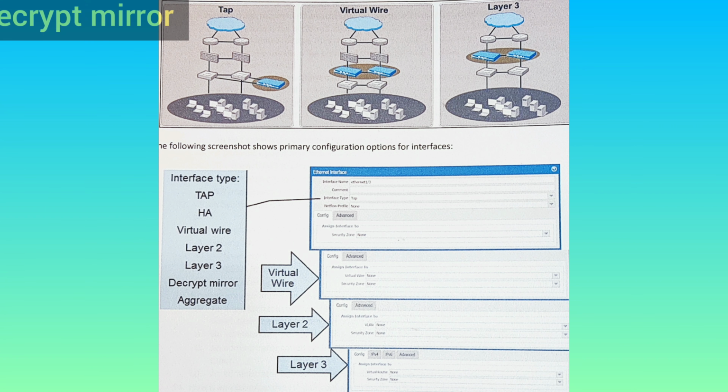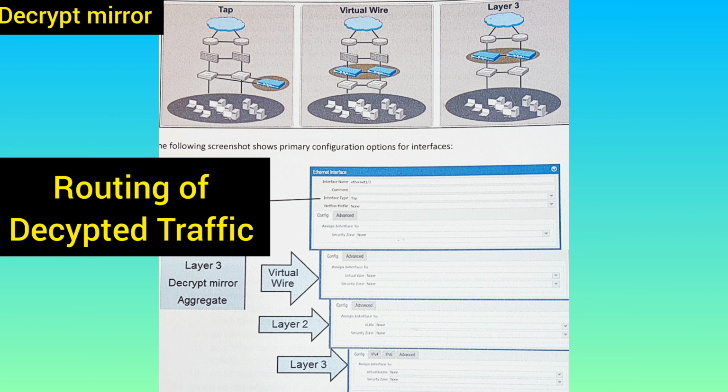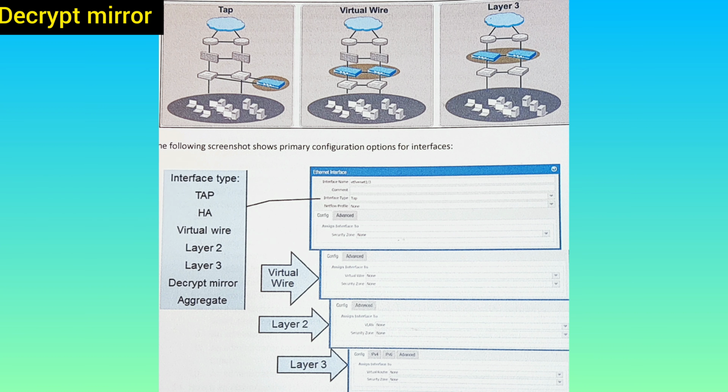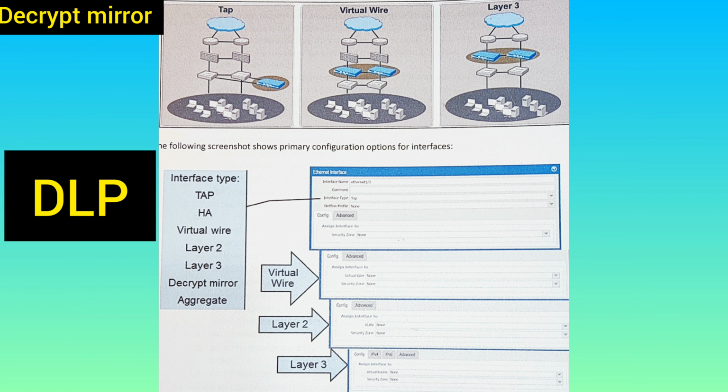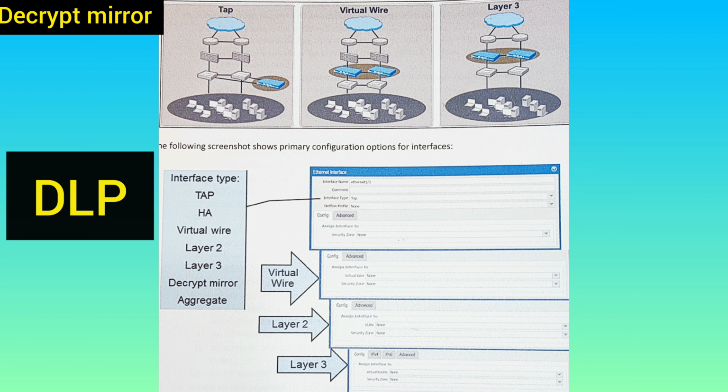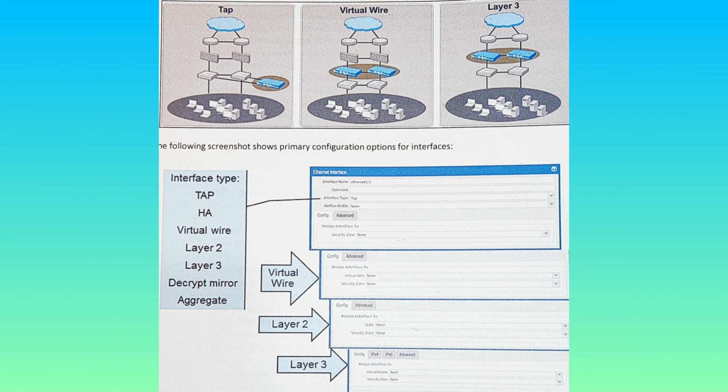Now let's see decrypt mirror. Decrypt mirror is a special configuration supporting the routing of decrypted traffic copies through an external interface to a data loss prevention service. Data loss prevention is a product category for products that scan internet-bound traffic for keywords and patterns that identify sensitive information.